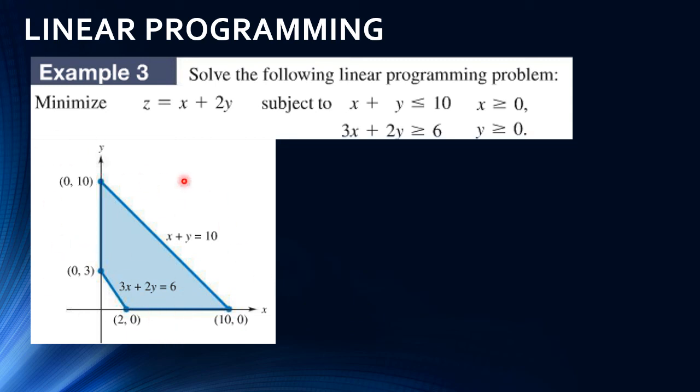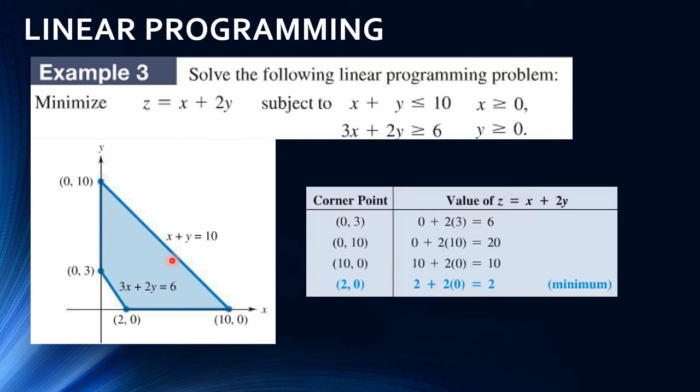I have them here. If you're already looking at this, take a pause or rewind a little bit and try to find them on your own. I'm telling you, if you can't find them, it's going to be difficult on the test. Okay. Once I have those 4 points, I plug them in, and I'm just looking for the smallest, which is at the point 2, 0. Okay, and my minimum value of 2 occurs when x is 2 and y is 0.